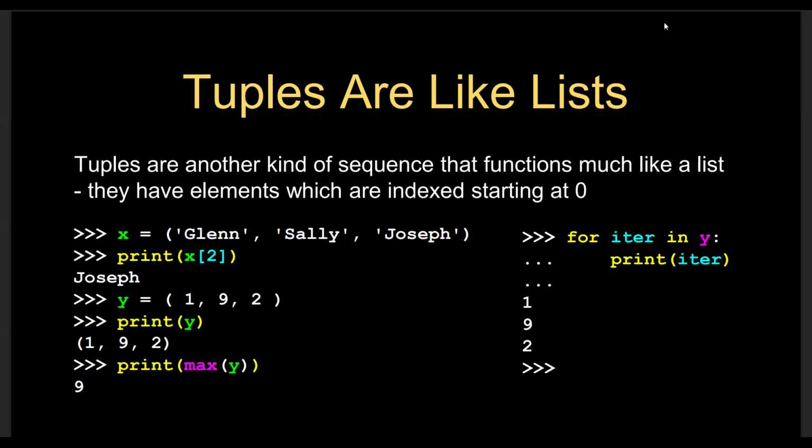So what do we mean by tuple? Tuples are also like lists. How are they similar to lists? They also store various types of elements. It is a collection of various data types. Like a list, we can collect and store various different data types of elements. Tuples are another kind of sequence that functions much like a list. They have elements which are indexed starting at zero.